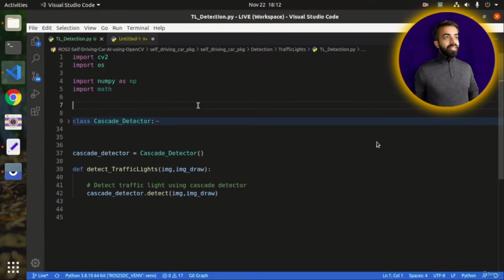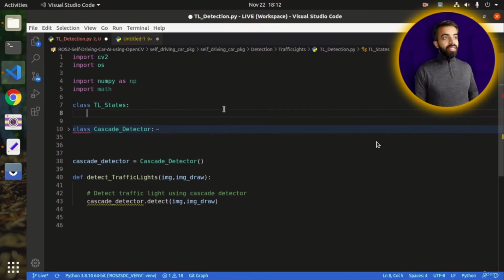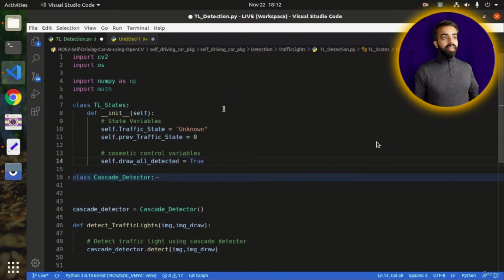For this purpose, we create a class that we name as traffic light states. This class' main purpose is to retrieve the state of the traffic light once we have confirmed a detection. Inside it, the very first thing that we need to do is simply declare a few instance variables. These are of two types. The first are the state variables representing the state of the class, and second is simply the control variable, that is to simply draw all the detected regions.